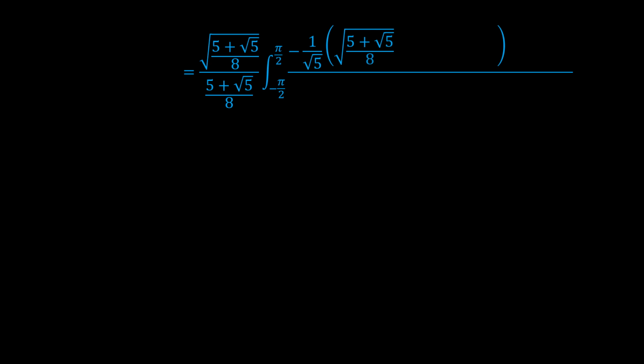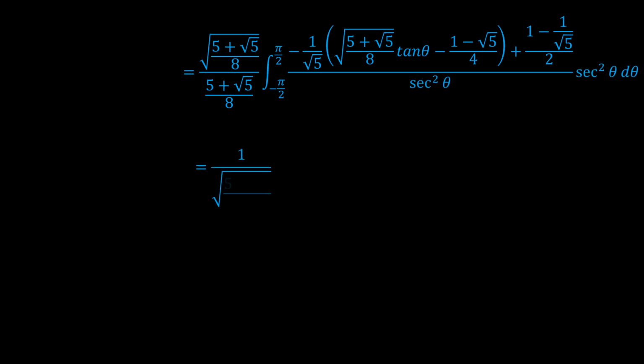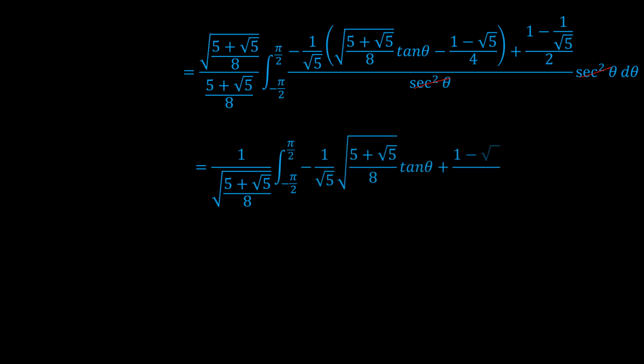This is the integral we got in our last step, but we're quickly going to see that the sec squared theta term in the denominator, as we said previously, is going to cancel out with that, and then this division here, we're left with 1 over root 5, square root of 5 plus square root of 5 over 8 times the integral from theta equals negative pi over 2 to positive pi over 2 of negative 1 over root 5 times this square root of 5 plus root 5 over 8 tangent theta, plus we multiply negative 1 over root 5 times this, so we get plus 1 minus root 5 over 4 plus 4 times root 5 plus 1 minus 1 over root 5 over 2.